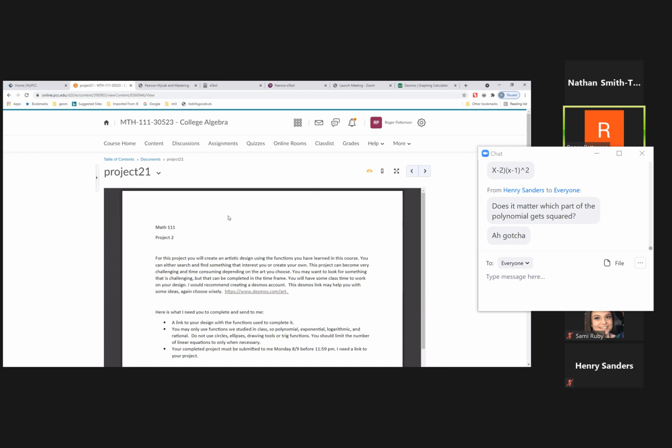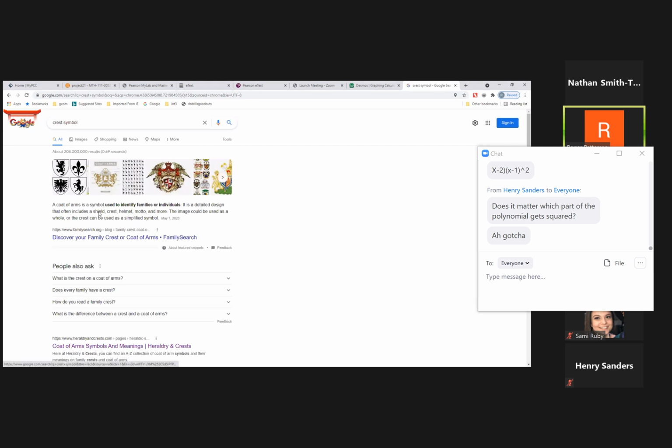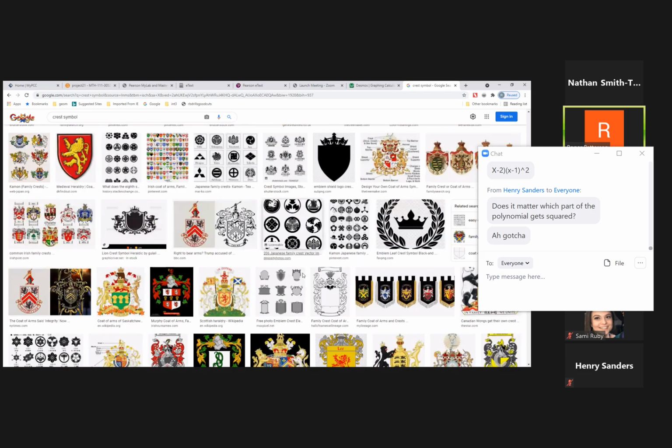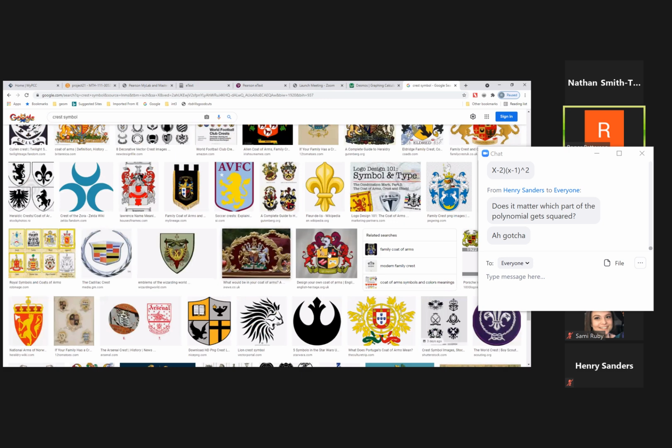All right, let's go take a look at how to get a design. So the first thing I'm going to do is do a search. Now I did this earlier today, so I went ahead and I always do like a crest symbol. I don't know why, I just do. So anyway, I found one that I liked. And you can do anything you want here basically, but I've picked this one.